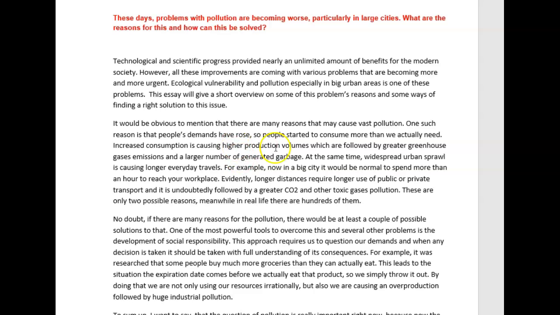Okay. And a larger number. Careful, garbage is uncountable, so you can't talk about a number of garbage. Instead, you could talk about amounts of garbage, volumes of garbage. I don't know about that. Maybe volumes of garbage is not a great word either. But amount is certainly an appropriate word here. And larger amounts of generated garbage.